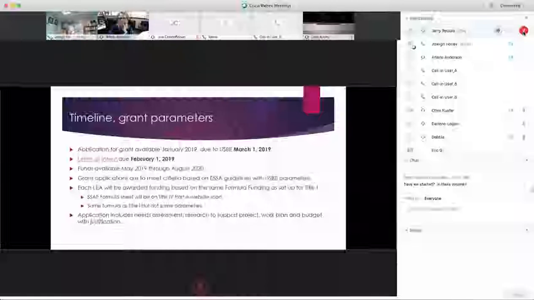The application has actually been ready for a little while, and my goal is to make sure that we have funds that you could start using as soon as summer hits, for example, which is why I was trying to get the grant application out as soon as possible and then having it due to the State Board of Education on March 1st, 2019.